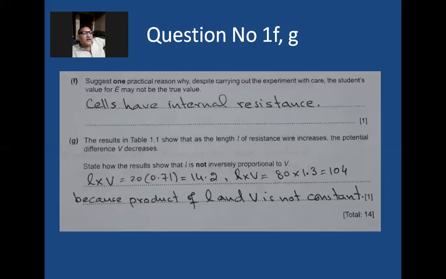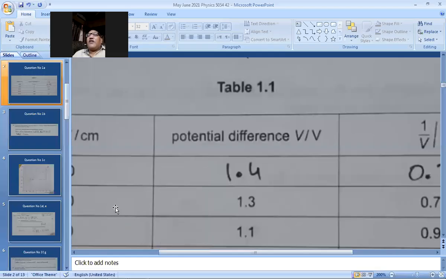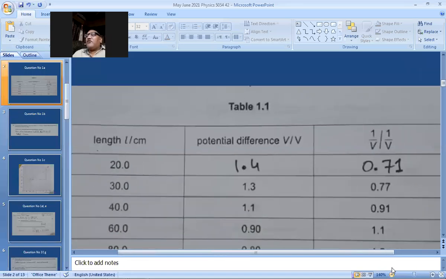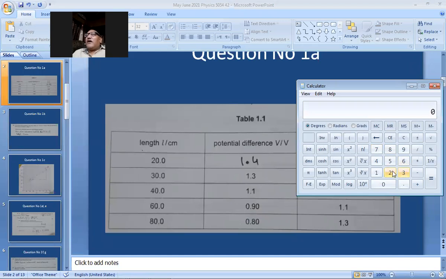Here I have taken the inverse value. Let me go back and check. Let me take out the calculator so I can show you, because there I have taken the value of 1 by V. We should not have taken the value of 1 by V, we should have taken the value of V. So let's use the calculator. L1 is 20, you multiply it with 1.4, you get 28. So remember this number, L1 V1 is 28. And let's multiply 80 with 0.8. You get 64. You see the products of L1 V1 and L2 V2 are not the same.